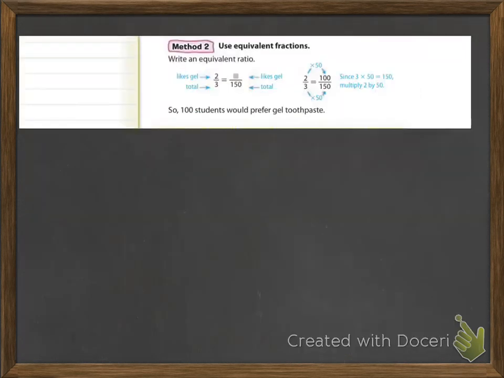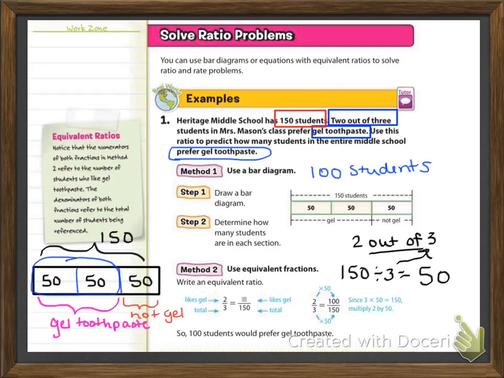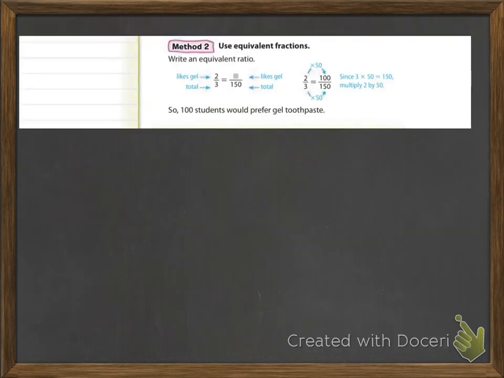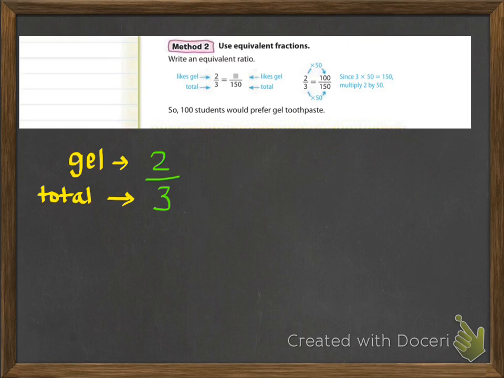Now we're going to look at method 2, using equivalent fractions. First we need to make sure that we set it up just like we saw in the problem. So go back to the problem and see it was 2 out of 3 prefer gel. So first we're going to set it up to look sort of like a fraction. So just like they've done in the picture, you want to find a spot on your paper so that you can write gel 2 out of 3 total.